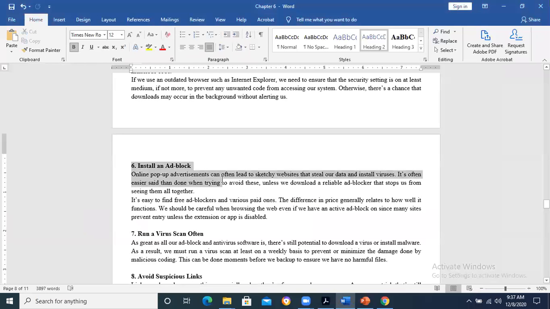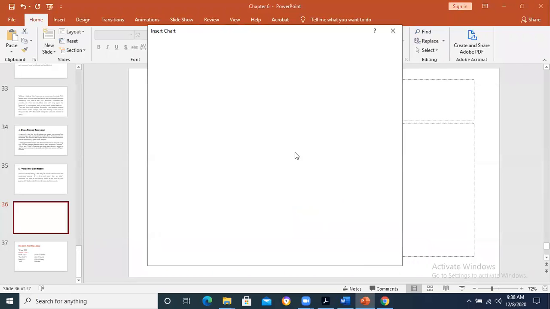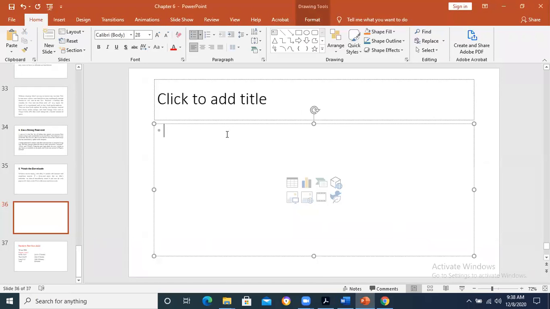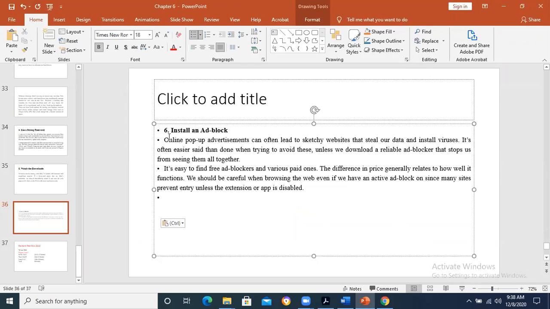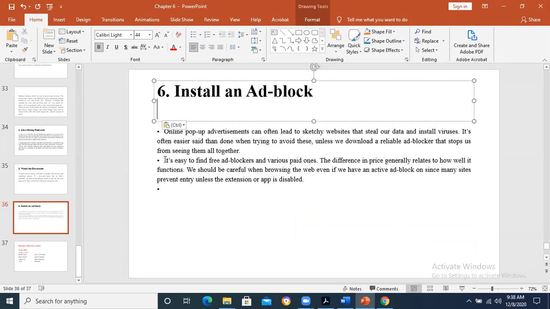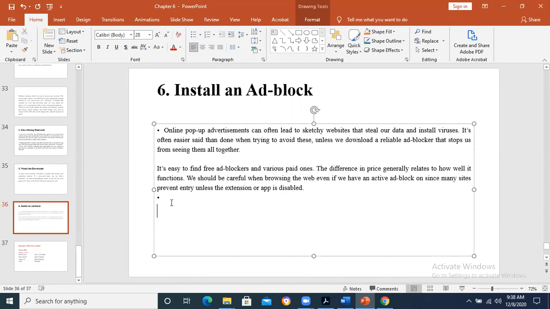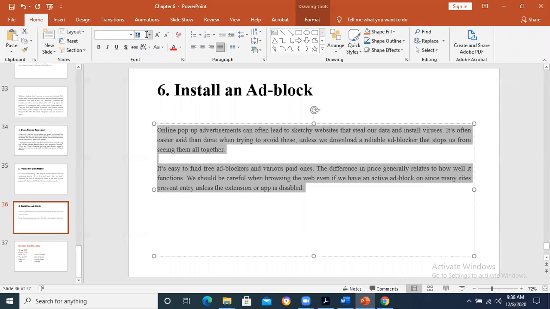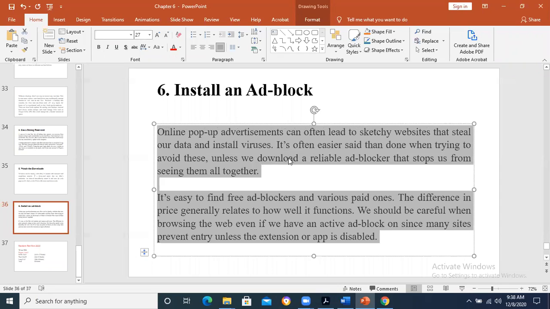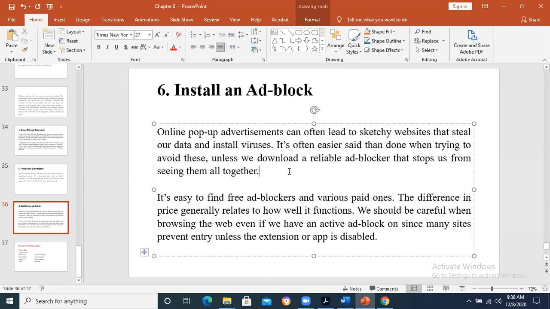Then install an ad block. An ad block is not strictly required, but it is better, because normally whenever we are browsing on the computer system, we see a number of ads. The ads may contain links which are not authorized, and if we click on them, or some user sitting there clicks on it, of course in that situation the malware or the virus will enter your computer system.